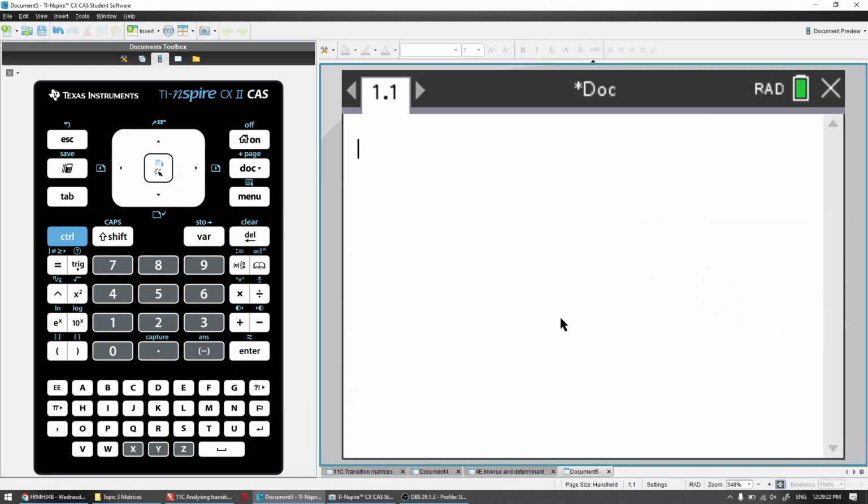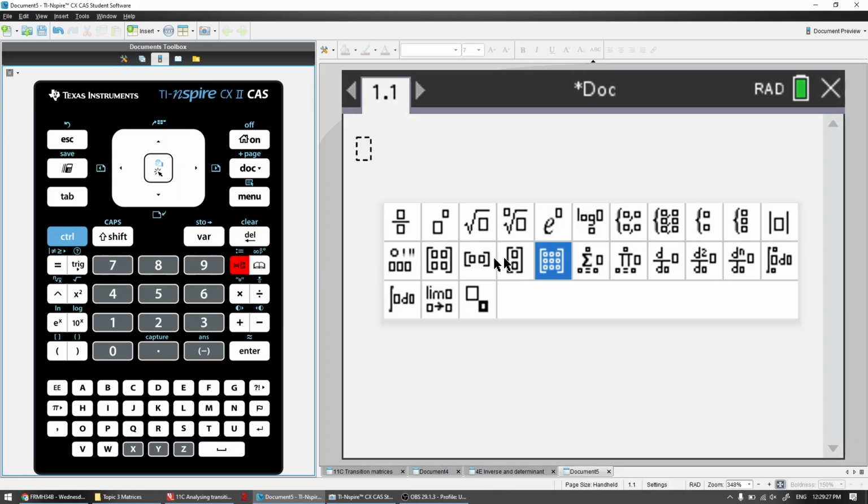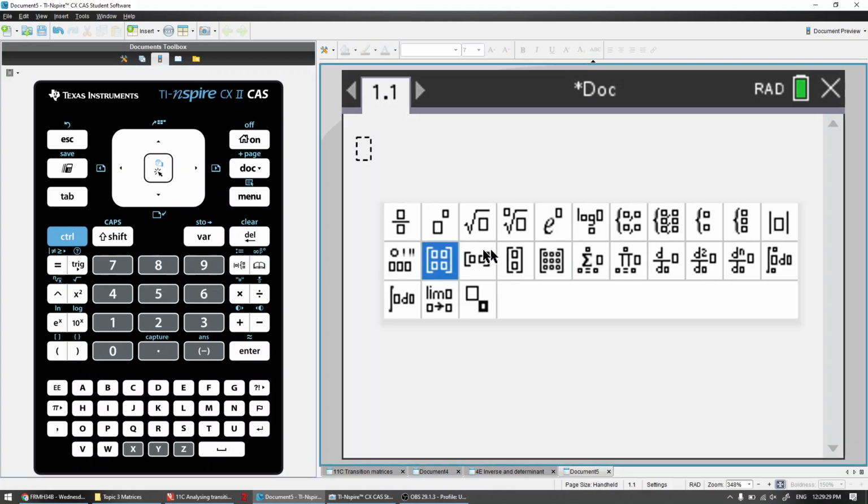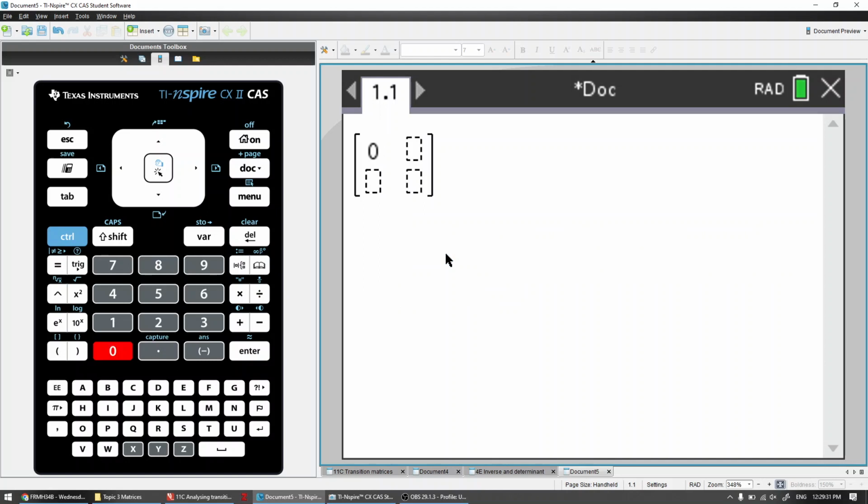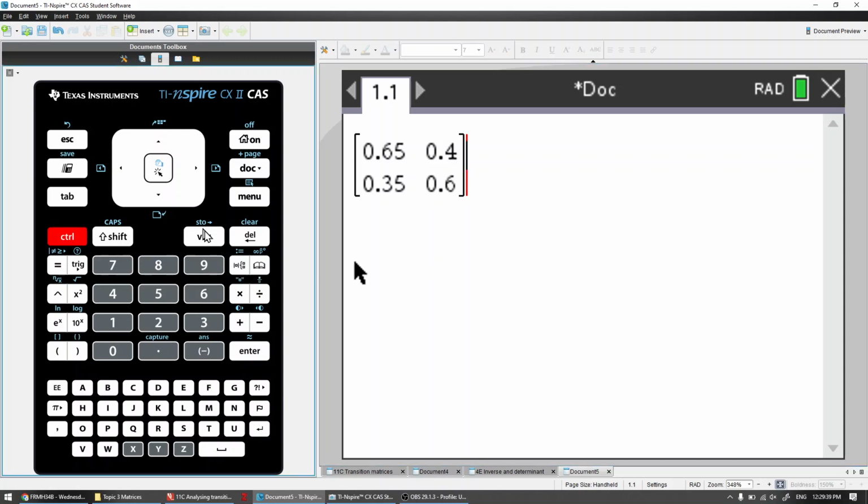All right, so go ahead and store the matrices. So we'll type in a 2 by 2 matrix: 0.65, 0.4, 0.35, 0.6. And this is going to go in T.